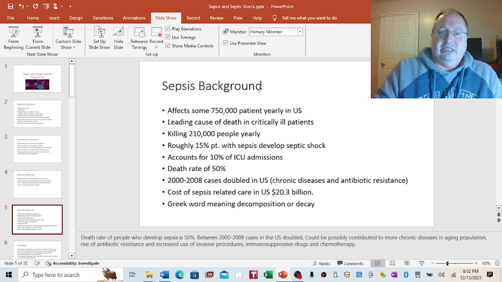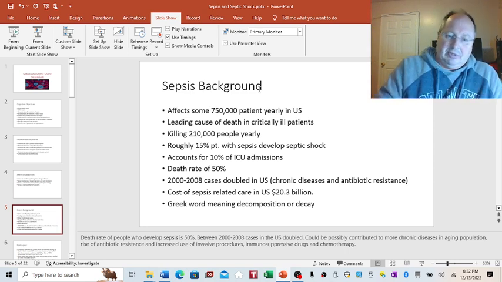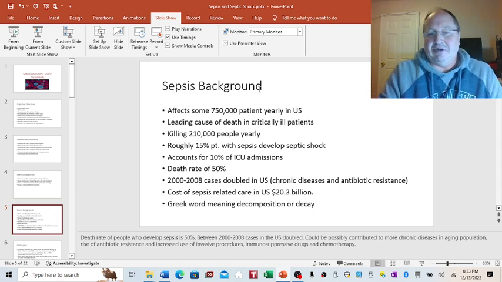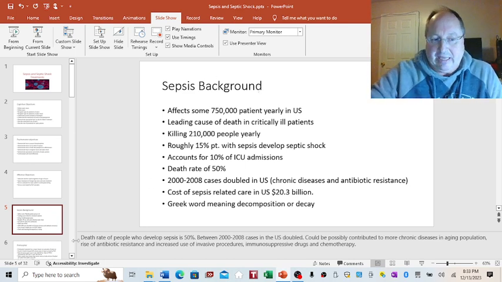We've just seen over the years that this has doubled. The cases of sepsis have doubled, from people with chronic illnesses, people that have been on antibiotics for years. They're just resistant to it now. And sepsis costs the healthcare industry about $20 billion. And something I found interesting is the Greek word for sepsis was decomposition or decay.